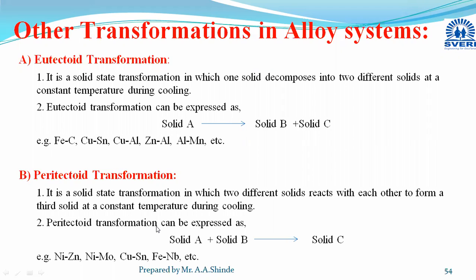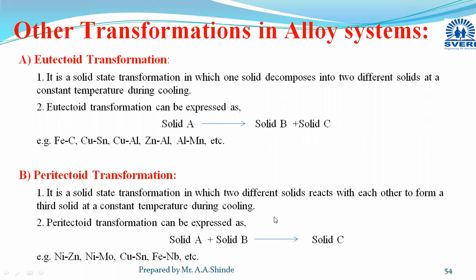Then the peritectoid transformation. Please refer the expression: two solids form one new solid. Okay, again, it is a solid state transformation. From one solid, two different solids are formed in eutectoid. Now in peritectoid, it is exactly the reverse of this eutectoid transformation.